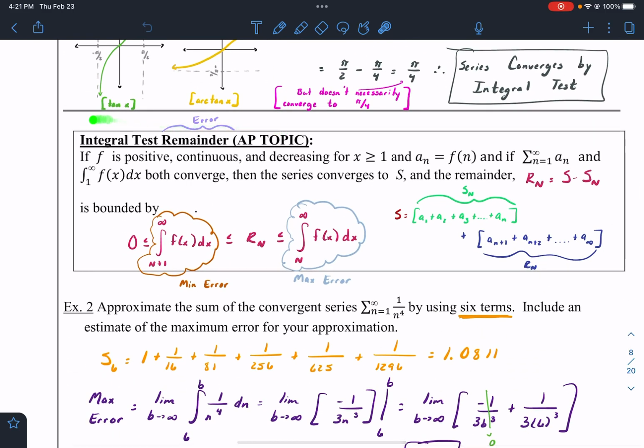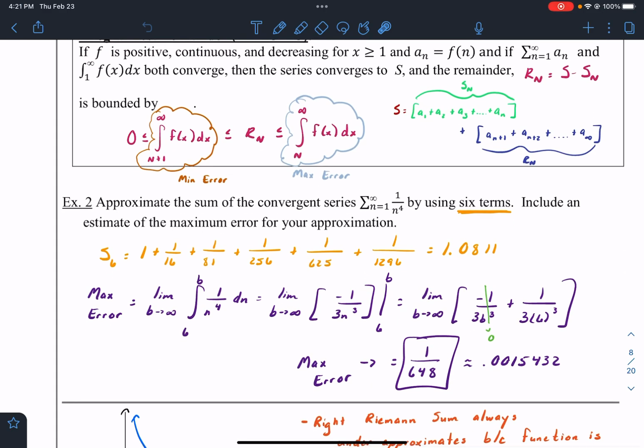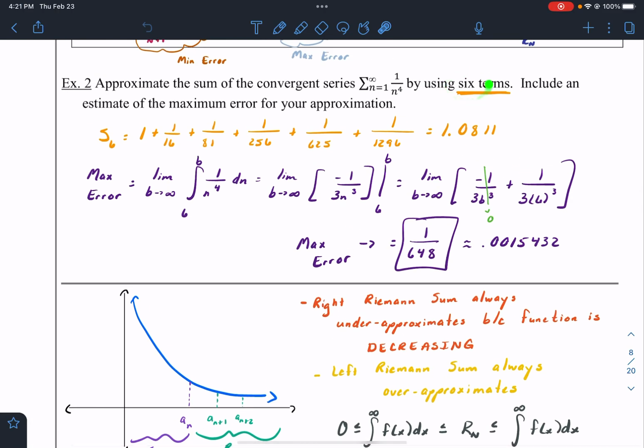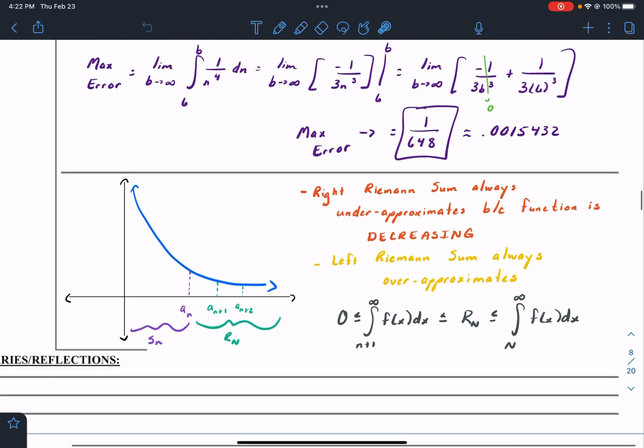Also with the integral test, we talked briefly about this idea of remainder. So with remainder, we do have to pay attention to the fact that we're finding the error. So if I find an approximation, a partial sum up to, in this particular case, the 6th term, this is my partial sum using 6 terms. If I integrate this function from 6 to infinity, I'm going to find the max error. So that's the idea of the remainder with integration.